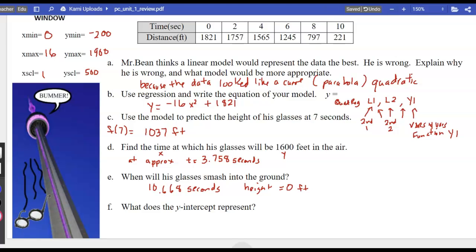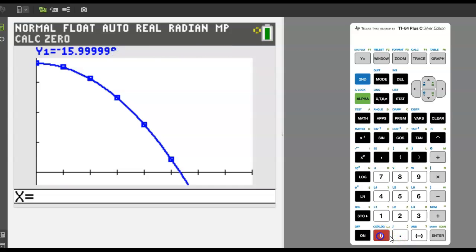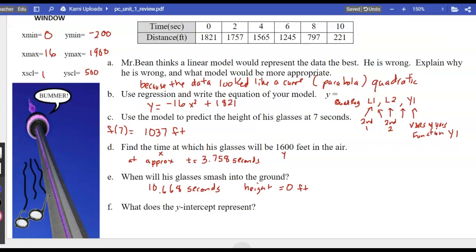So what does the y-intercept represent? The y-intercept is right up here at the y-axis, and we know that that is at time 0. So at time 0, 1821. So the glasses were 1,820 feet above ground at time 0, t equals 0. And that'll do it.